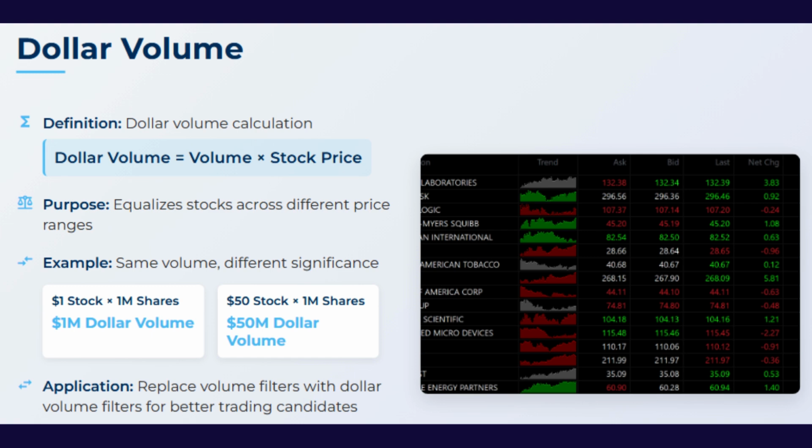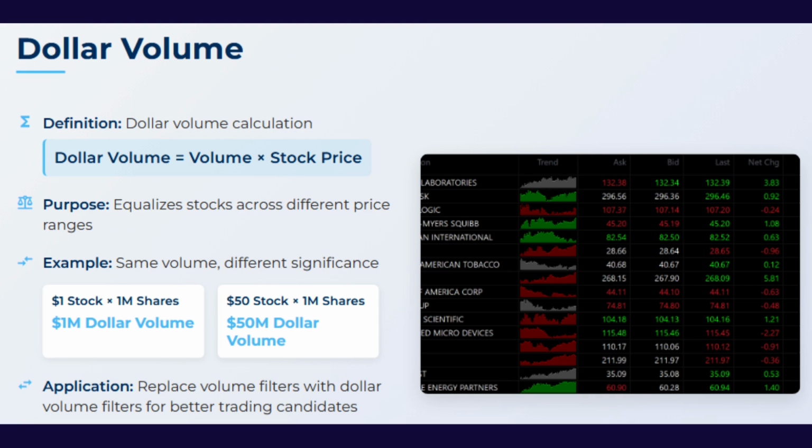Dollar volume. First, let's talk about dollar volume. While many traders are familiar with volume, which refers to the number of shares traded in a particular time period, dollar volume takes this a step further by accounting for a stock's price. To calculate a stock's dollar volume, you simply multiply the volume by the stock price. This filter is powerful because it helps equalize stocks across a broad price range.